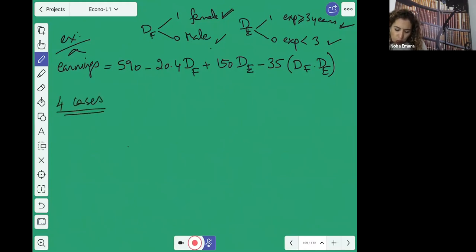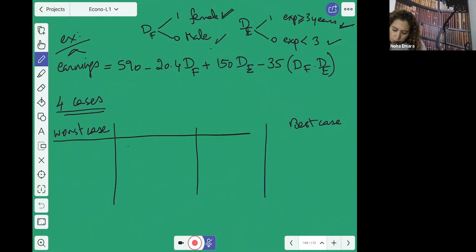So I want you to think about the worst case, assuming discrimination between males and females in the labor market, and the best case. Of course, and these are intermediate points. Can someone tell me what is the worst case? I do have here every case, a dummy for female and a dummy for experience.